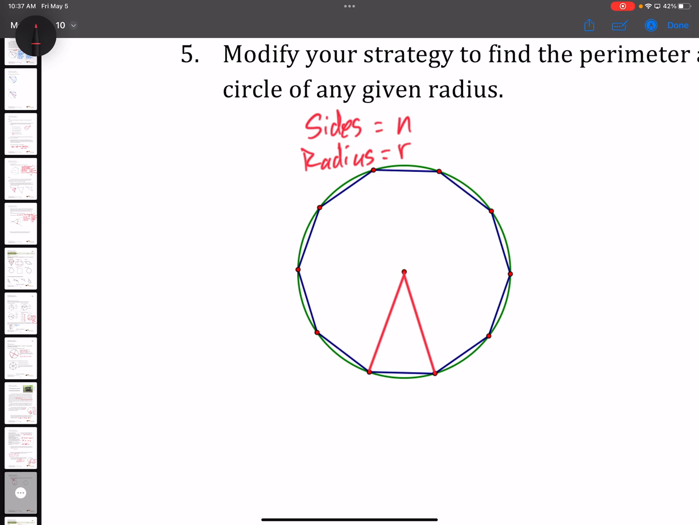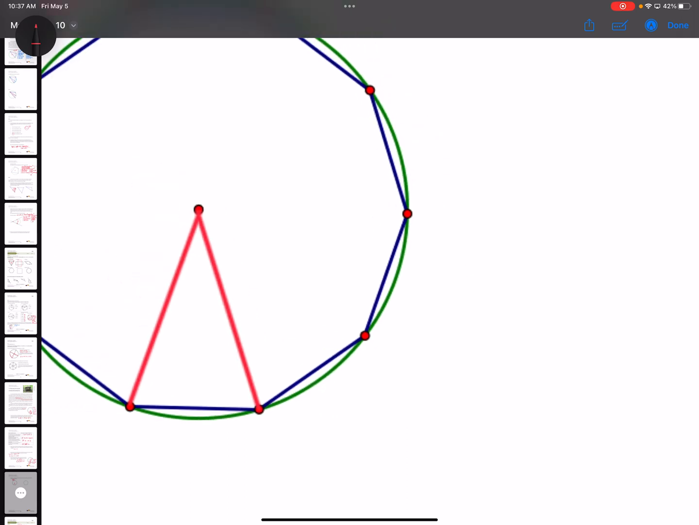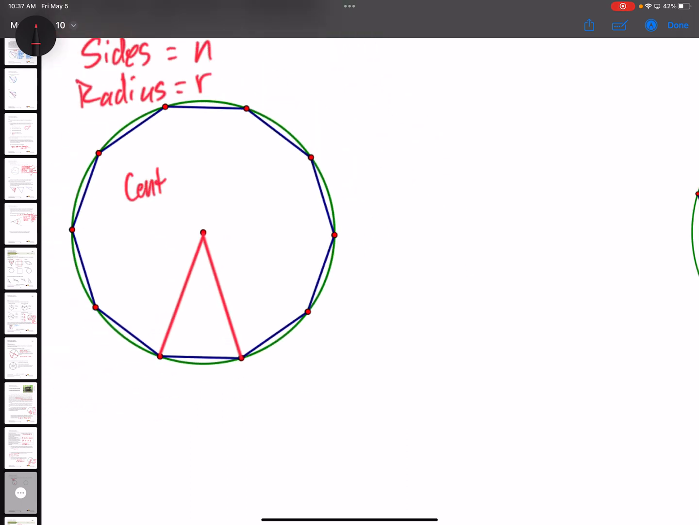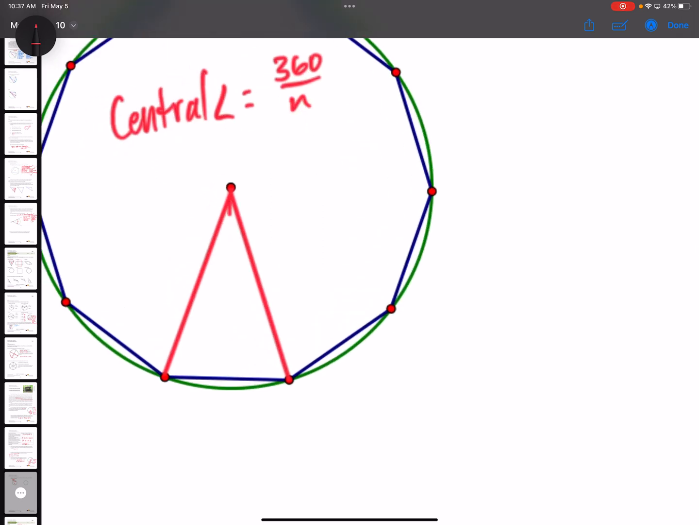So what was the first thing that we found in all of these other triangles? The central angle, right? How did we find that? It was 360 divided by the number of sides. But it's divided by n. Right. So we just leave it as 360 over n. Now, what did we do then? We dropped our altitude.